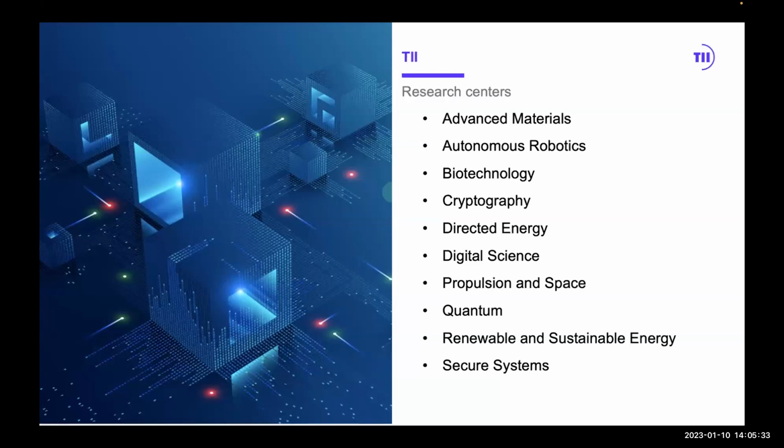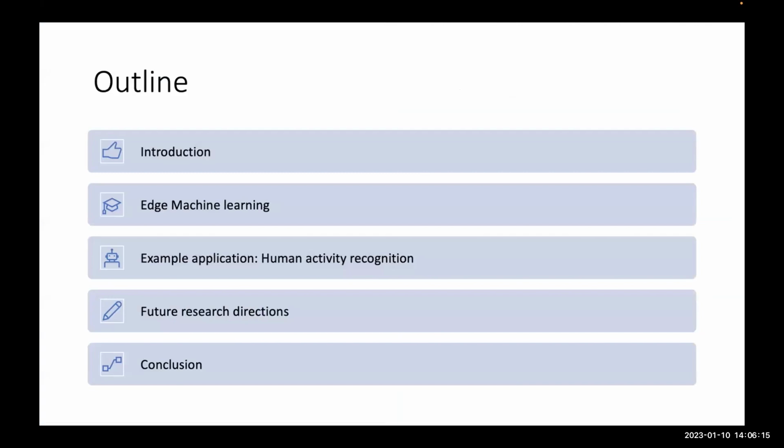That's just the second slide, the only slides I have about TII, because most of you, I'm sure, don't know TII. We have 10 research centers currently, working on different aspects, from quantum computing, propulsion and space, directed energy, materials, robotics, and security. Myself and my team are in the Digital Science Research Center, and we have 3 units. One is about security, the second is about telecom, and the third is the AI unit, which is a cross-center unit. That's just a quick introduction of the institution where I come from.